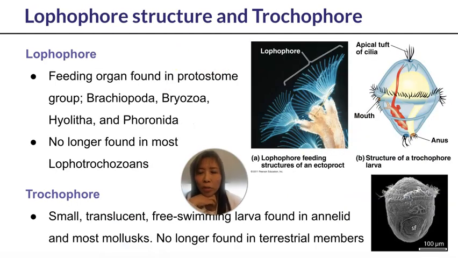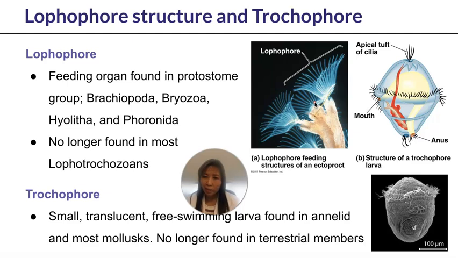So next, I just wanted to show some features and characteristics that we see in some of these animals that are no longer really found in a lot of the terrestrial members. So when we move from water to land, a lot of these characteristics that we observe in the marine animals, we no longer observe once they move to land. One of the features that's not really observed anymore in Lophotrochozoans is these feeding organs that we find in certain protozoans. So while we do observe these structures in certain protozoans, most of the Lophotrochozoans do not have these feeding organs.